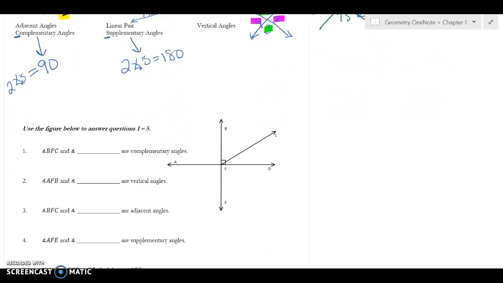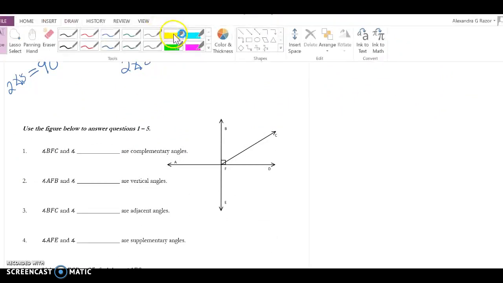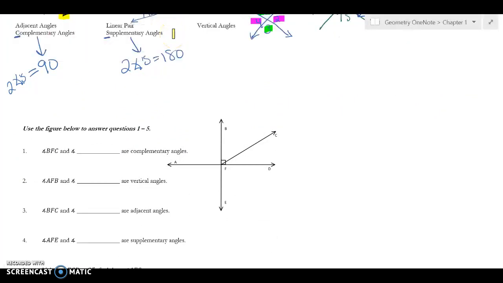All right, so let's look at these pictures. Now I'm going to do some highlighting on here because I can delete it. If you're doing a problem like this, I would not highlight on your paper, because then by the time you get to number 5, it's going to be confusing.